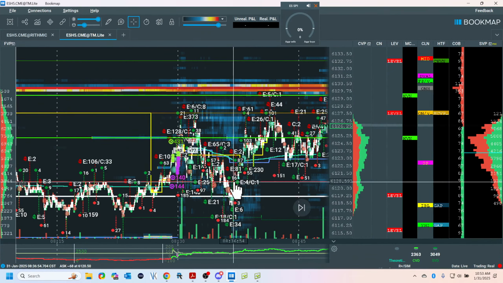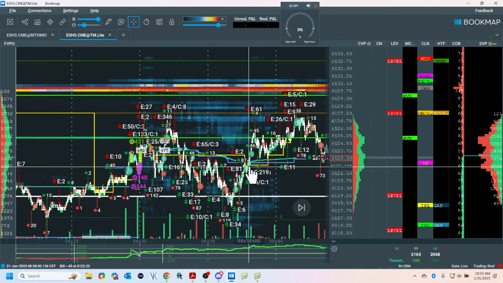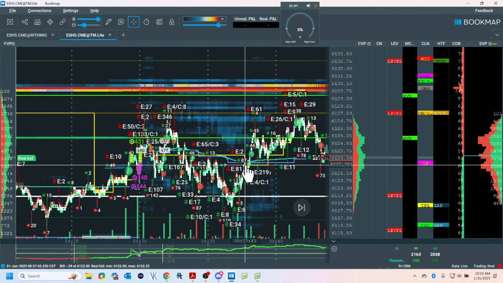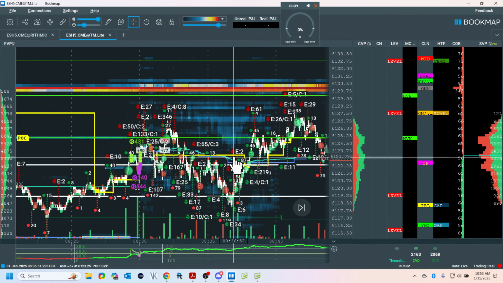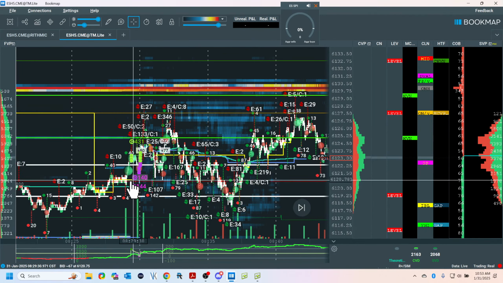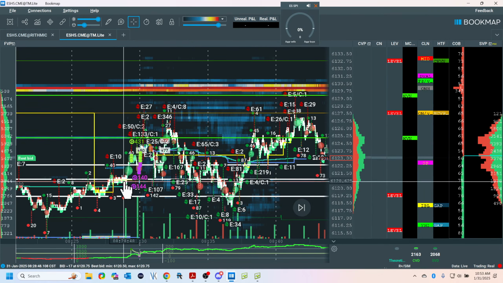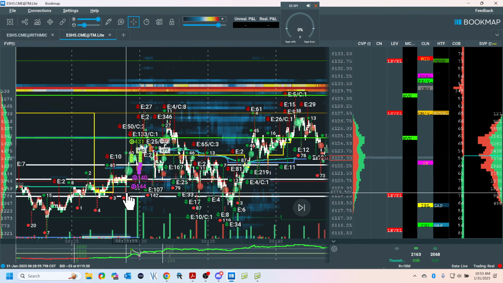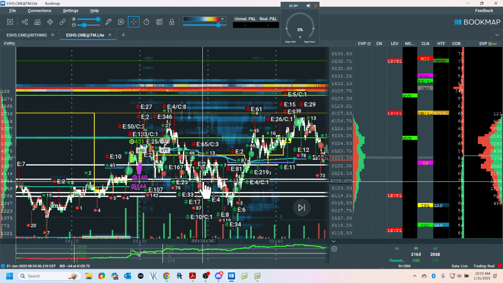Mid VWAP. And where's my support? Let me again mark these things for you guys. So this is what I know. I know this now is too low because I'm above it. And I know this down here, it's too low. So I have my support. This became resistance. We broke above it. It is now support. I have a variable high volume node here. I've got to label it.